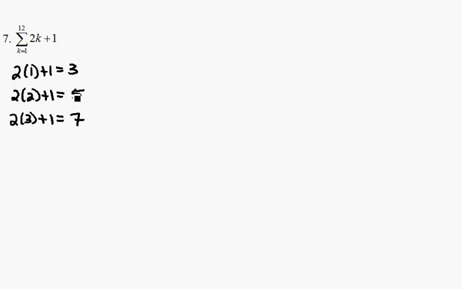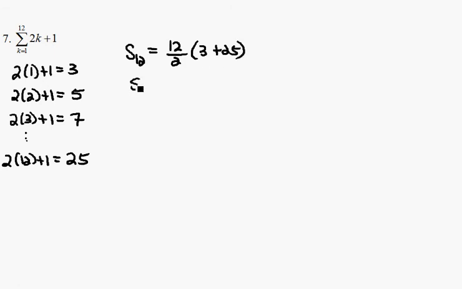Clearly there's a common difference of 2. Our last term is going to be plugging 12 in. So that would be 2 times 12 plus 1, which is equal to 25. So we have the first term, we have the last term, we have the number of terms. So the sum on 12 terms would be 12 divided by 2 times 3 plus 25. So the sum on 12 terms is 6 times 28. And 6 times 28 is equal to 168.